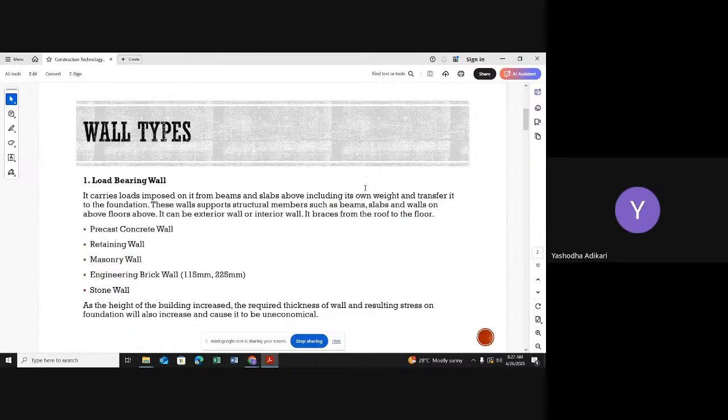So these load bearing walls are carrying load imposed from the beams and the slab above, including their own weight, and transfer it to the foundation. These walls support structural members such as beams, slabs, and walls on the floors above. Those are the same things we have discussed.